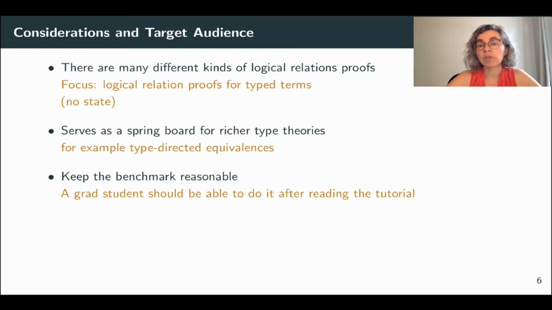One problem in particular that often comes up when you think about dependent type theories is the notion of equality. We need to reason about soundness and completeness of algorithmic type-directed equality. And the proof of soundness and completeness of type-directed equality exhibits many of the same ideas and challenges that we have in the proof of strong normalization for the simply typed lambda calculus. And last, our guiding principle was really to design a benchmark that is reasonable, so a grad student should be able to do it after reading the tutorial.